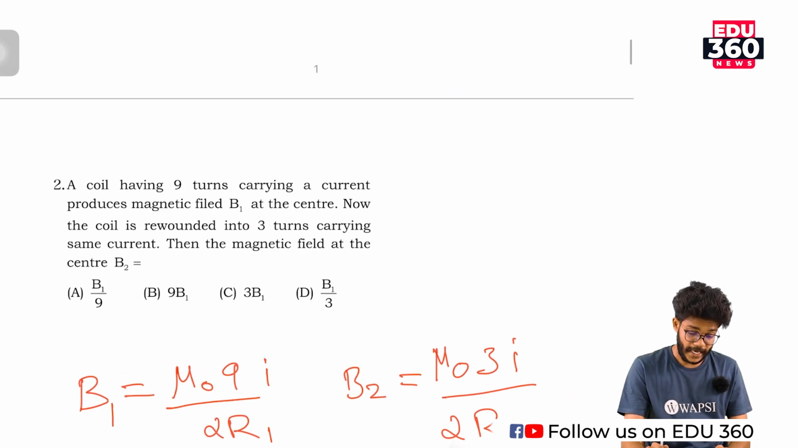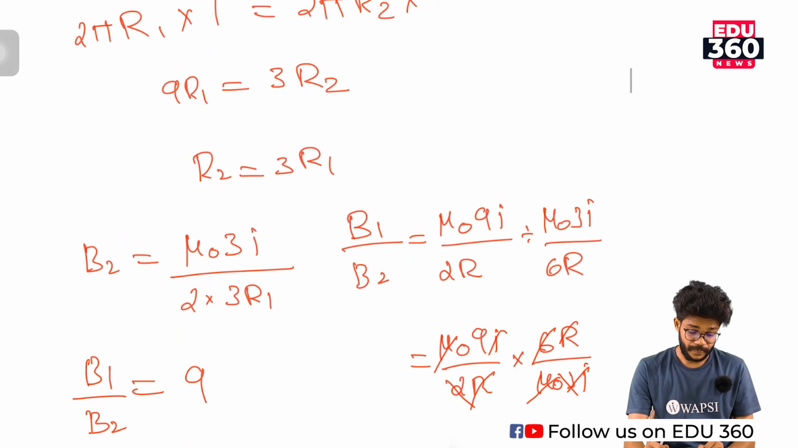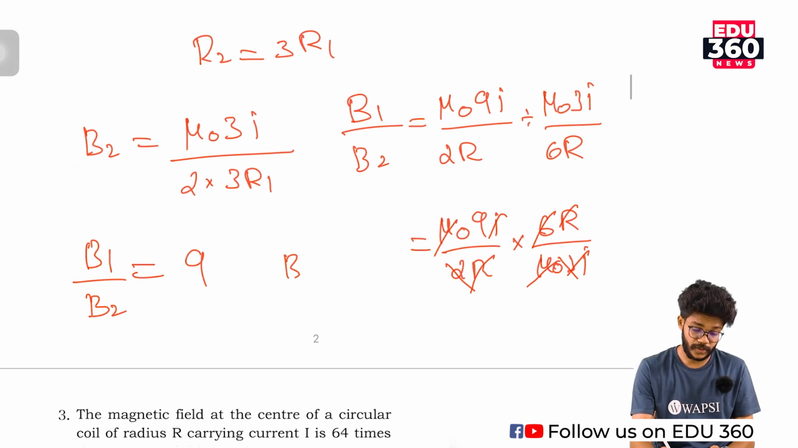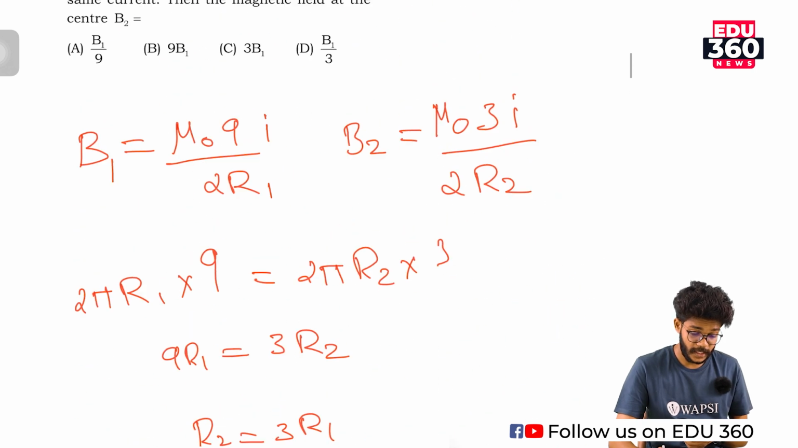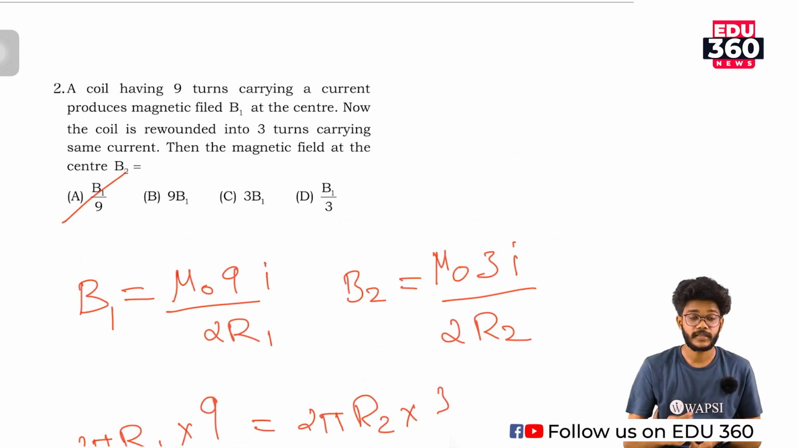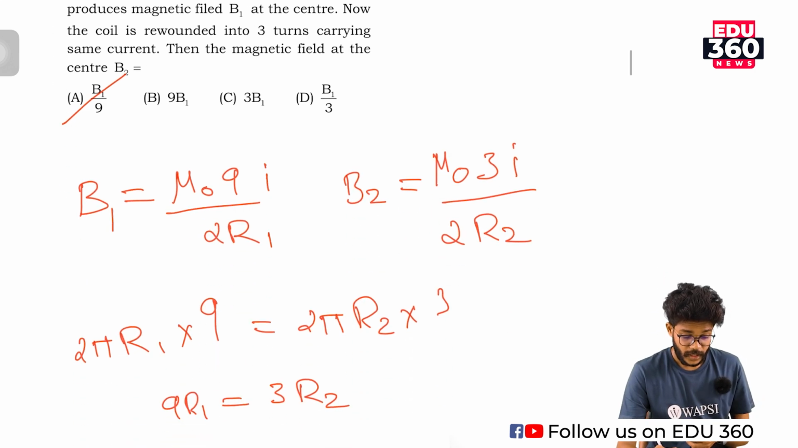Which option do we have? They asked to find the value of B2. So B2 will be equal to B1 by 9. Option A is the correct answer. Now we can move to the third question.